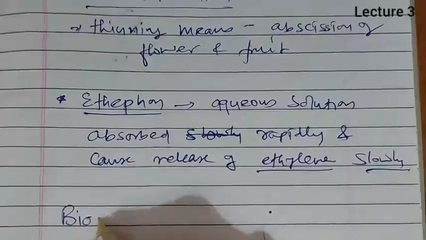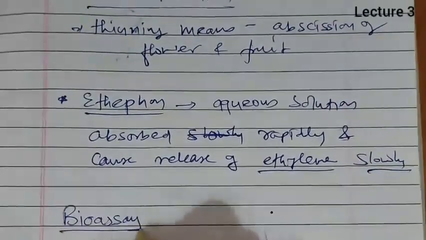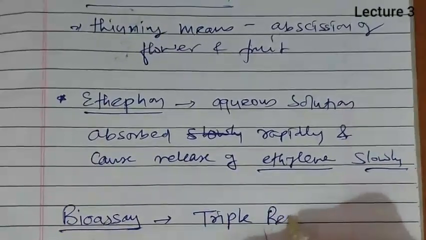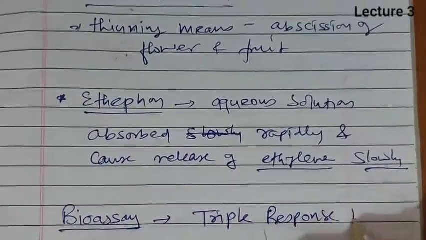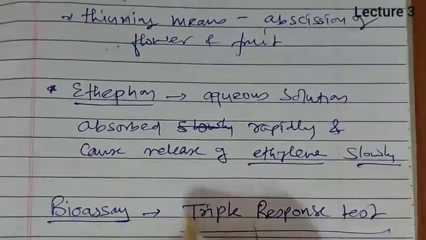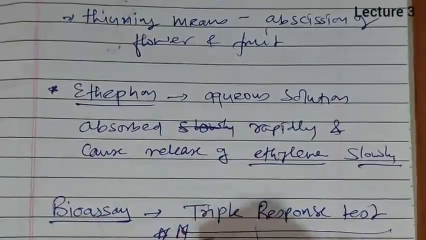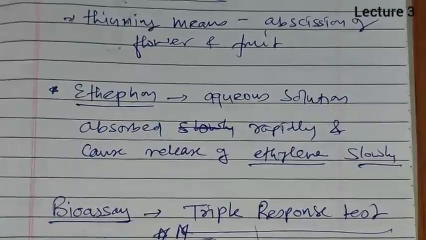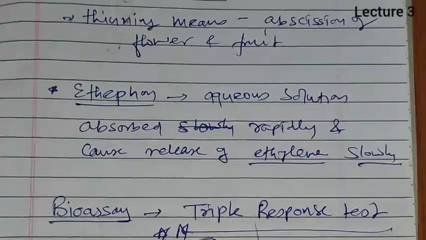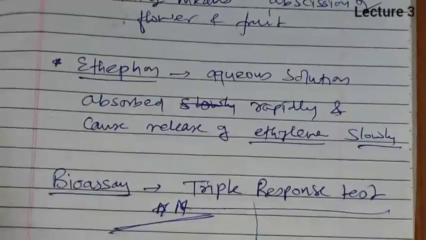And last we talk about bioassay. The bioassay of ethylene is the triple response test. So dear students, please remember, this is one of the important questions they usually ask with respect to ethylene. So it is our fourth hormone that we have discussed, ethylene, which is an inhibitor as well as a promoter. In the next lecture we will be talking about abscisic acid and different flowering processes. Okay, thank you.